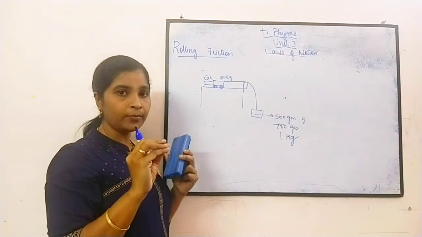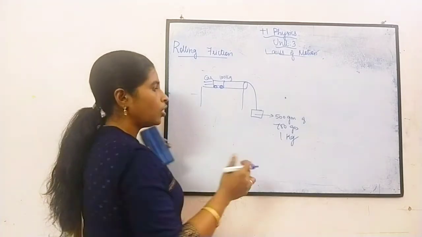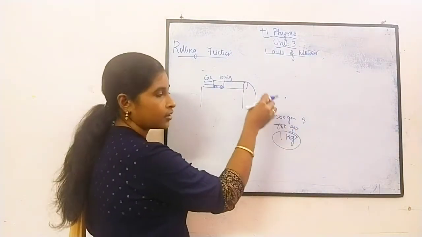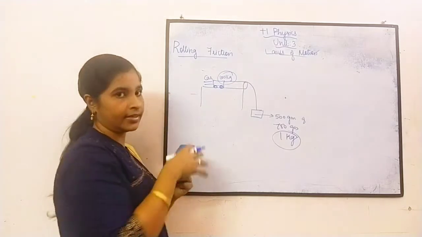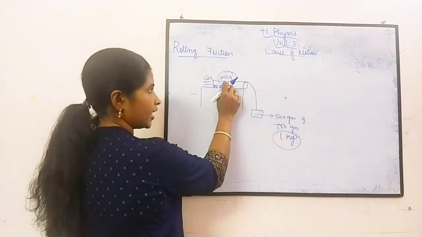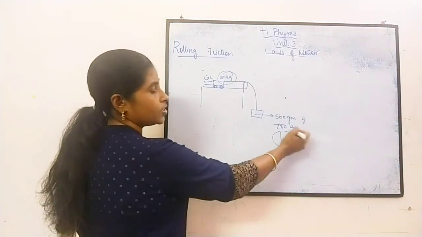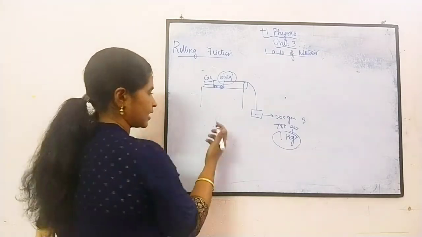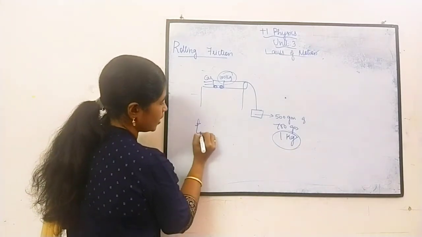If it is rolling motion, the friction is very less. So 1 kg is sufficient to drag this 100 kg. Understood? To pull this 100 kg, giving 1 kg of force is enough. For example, we know that friction is equal to what?